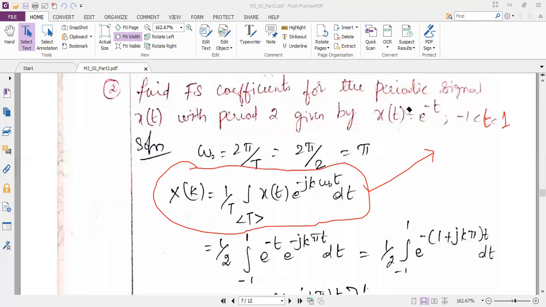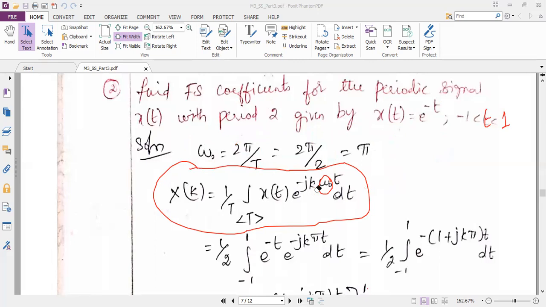Before we apply the formula, I should know omega naught, because in the formula I have e power omega naught. Let me find omega naught. Omega naught is equal to 2 pi by T. In place of period, they have given 2 directly in the question. So when you substitute it, you will be getting omega naught as pi. This is the basic step: omega naught is equal to pi.